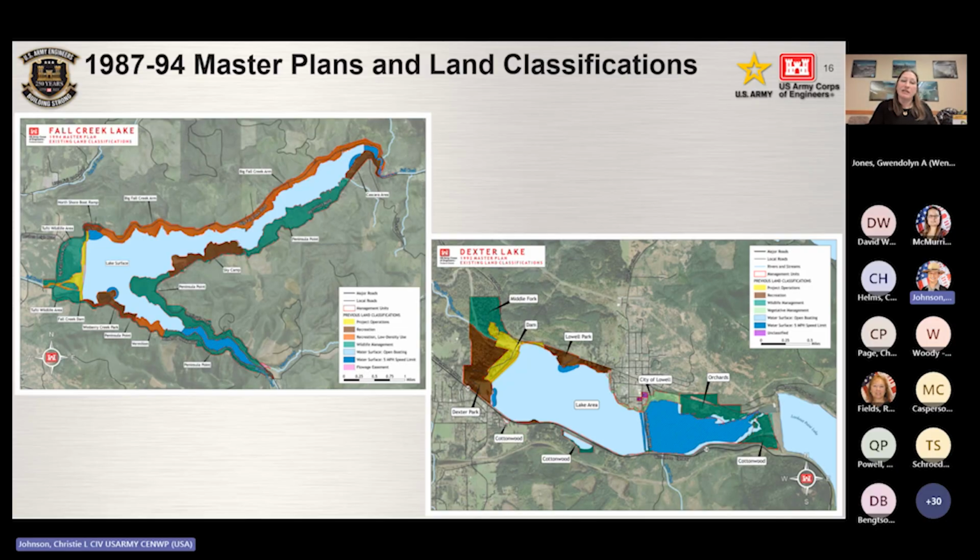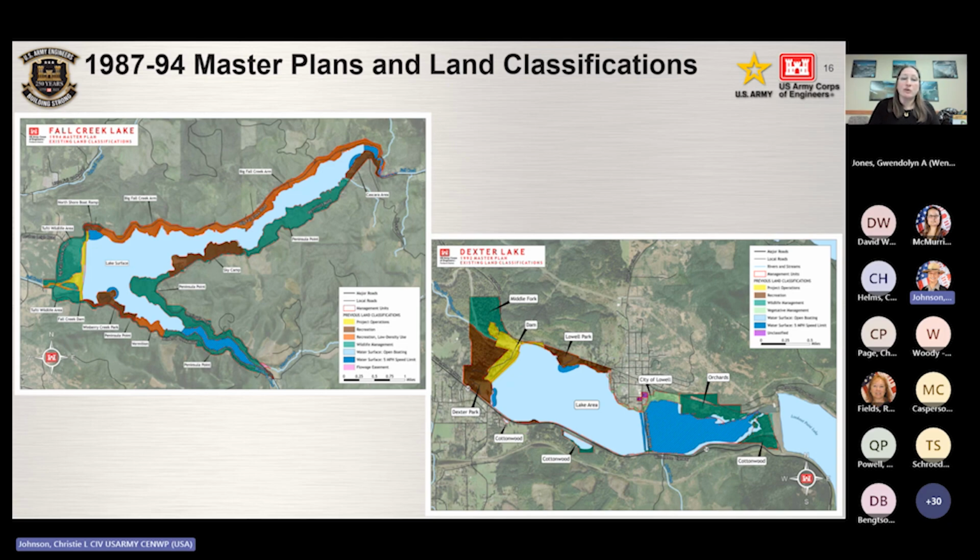What you can see here on the screen is a recent aerial image, but it has the previous land classification shown on the screen. A lot of what we do in a master plan is like a zoning document, a zoning plan. And so what you can see here, we have operational areas. These maps are Fall Creek and Dexter. The yellow areas are for operations. Recreational areas can be the orange and brown colors. There's high density and low density recreation. The more natural areas can be vegetation and wildlife. Those are shown in green. And any single unit can have multiple uses, but we have to pick one primary use for each area.